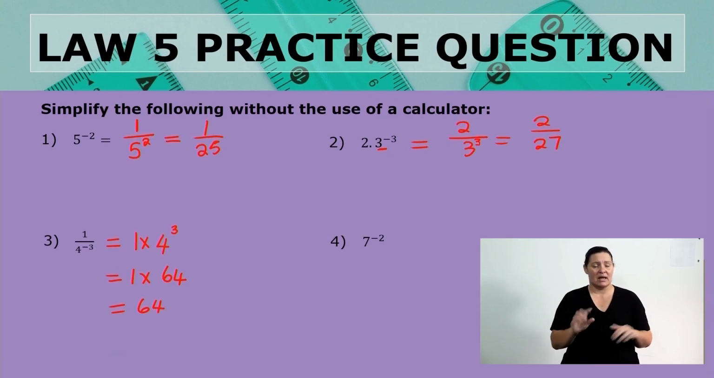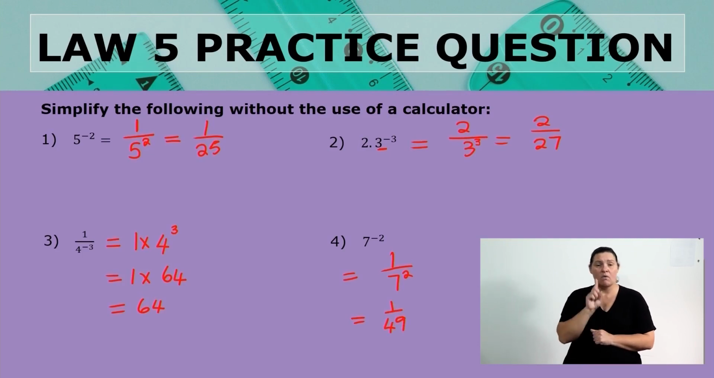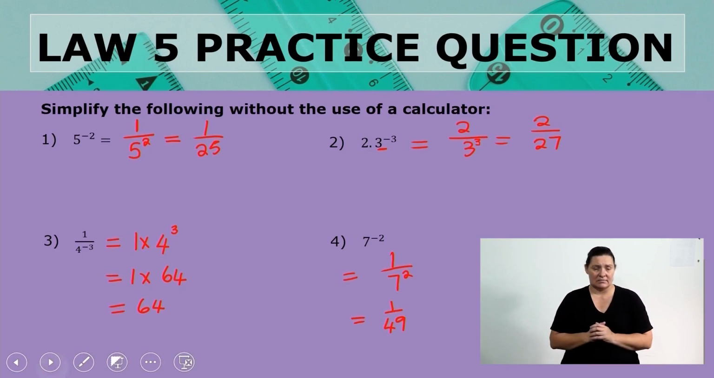Then we are going to have 7 to the exponent negative 2. So now what is going to happen to that negative exponent? We are going to change it to a fraction, and it is going to be 1 divided by 7 squared. Now our exponent is positive. And what is 7 squared? That is 49. So our answer is going to be 1 divided by 49.